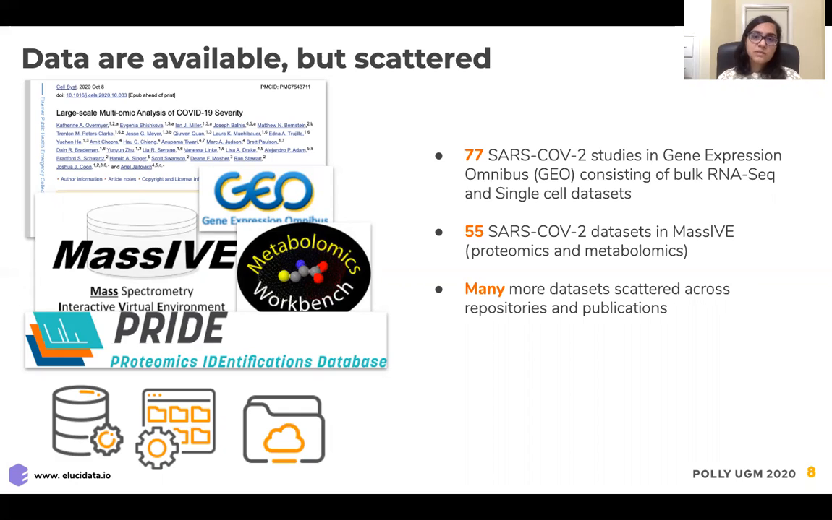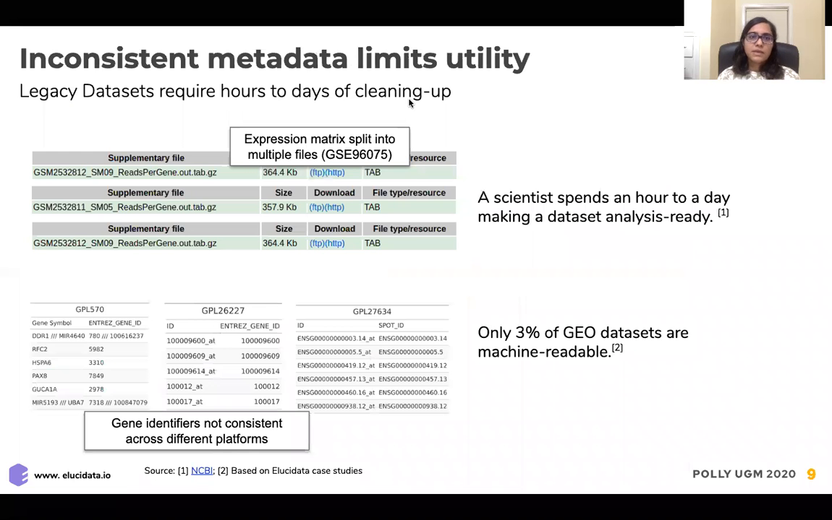In addition to these, you may have collected your own data sets, or other research groups may have collected their own data sets that are not made public, that may be in their cloud platform or on their local systems and their local data management systems or electronic notebooks. In addition to data being scattered across various different sources, the metadata associated with those experiments are also often inconsistent and limit their utility. Legacy data sets, whether you have generated them on your own or whether others have generated them, often require hours to days of work to clean up for even a single data set.